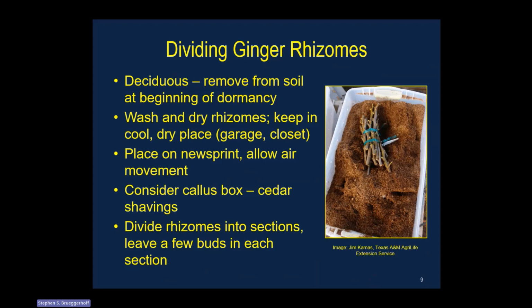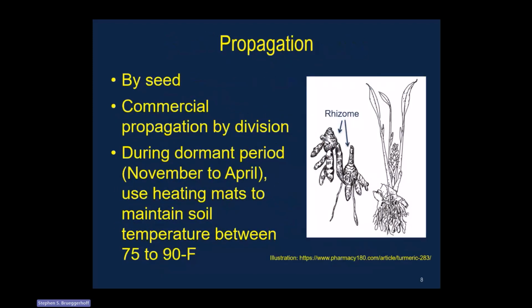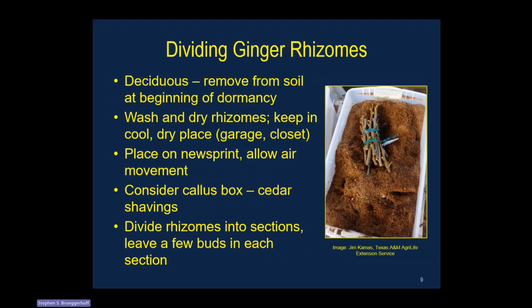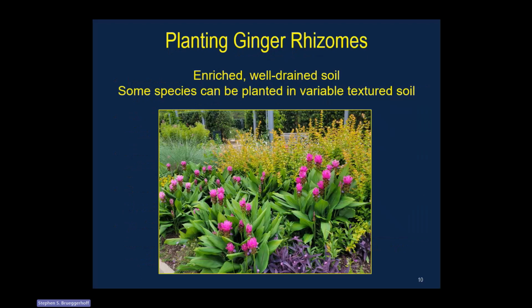So you can store these rhizomes in what's called a callus box. Divide the rhizomes into sections, and when you do that, always leave a few buds in each section. You'll have to imagine with this illustration that there will be little buds that form along that rhizome, and that's the new growing point of this plant. So always remember to keep a few of those, so that you'll have vegetation in the springtime when it gets a little warmer.